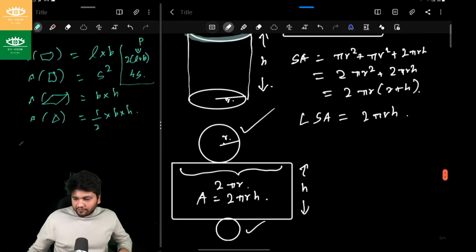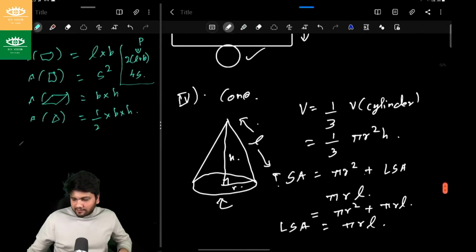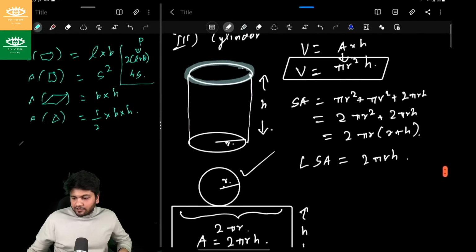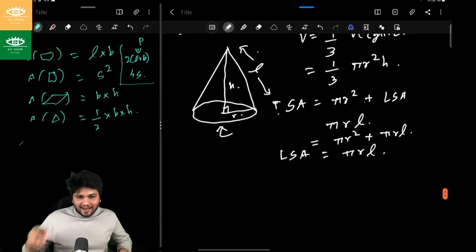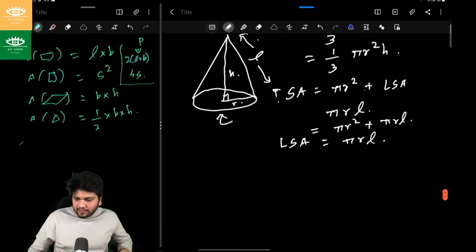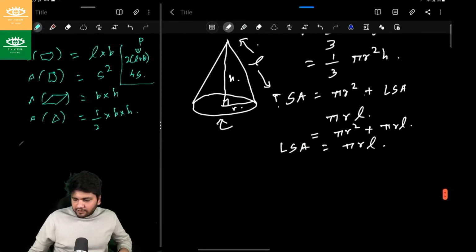In a cylinder, it was pi r h. Here it is pi r L. In a cylinder, it was circumference into height. Here it is pi radius into slant height. The slant height is important here. In case they don't give you the slant height and they give you only height and radius, then we will just use the Pythagoras theorem.